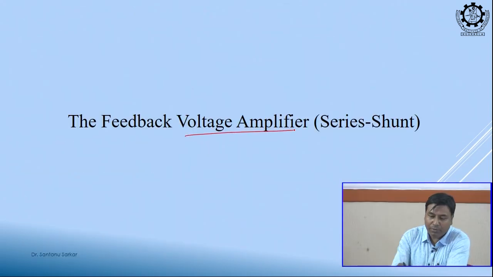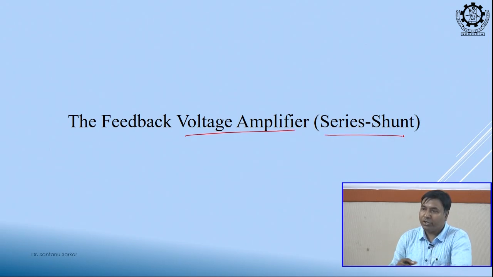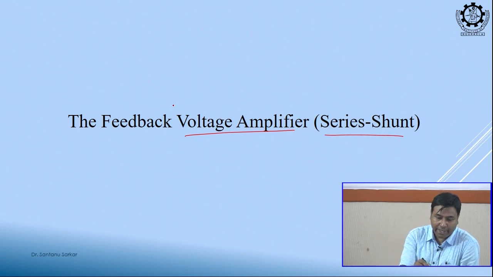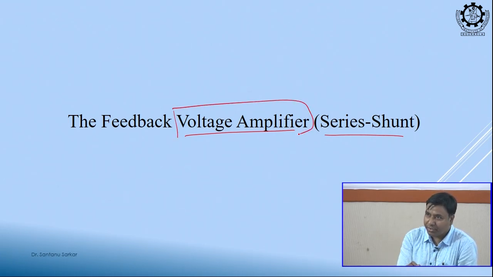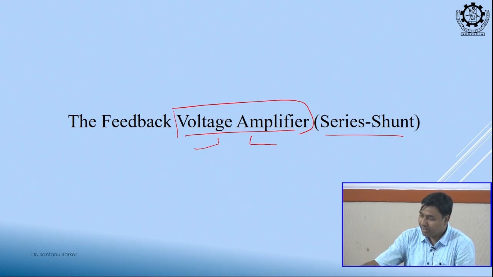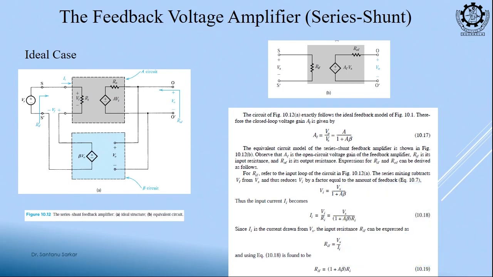Now, we will be reading this voltage amplifier in a little bit more detail. We already have certain knowledge that this is a voltage amplifier. Another topology naming is voltage mixing, voltage sampling, another is series-shunt negative feedback amplifier. So, always remember the basic block diagram, A beta.